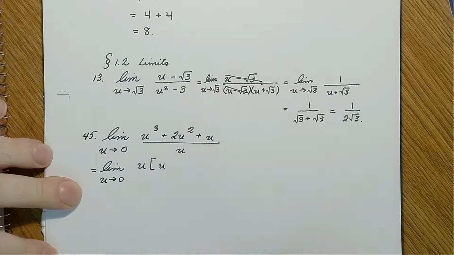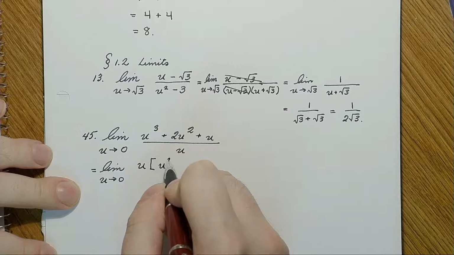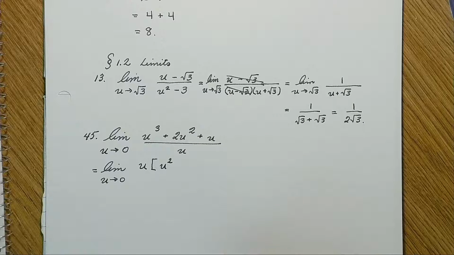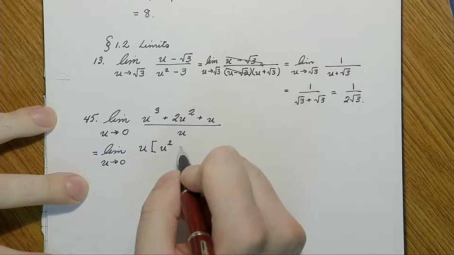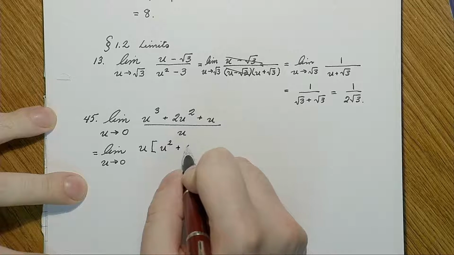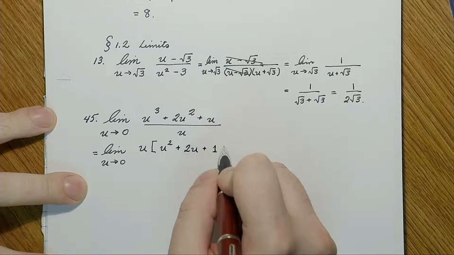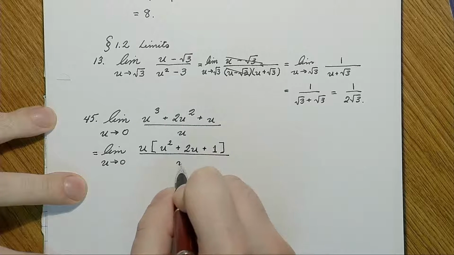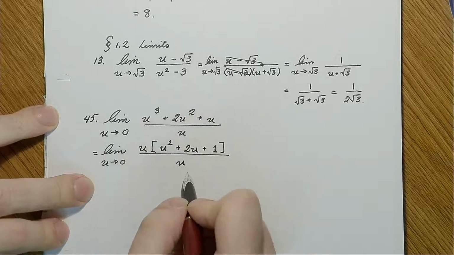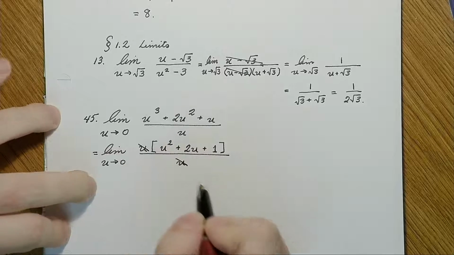Now notice how I'm very careful about that. I see some people start canceling out u's and doing some weird canceling, like things that they shouldn't be doing. So I'm going to show the step of first factoring out that u. So I have a u times u squared plus 2u plus 1 all over u. And I have a u times this term, and I can actually cancel it at this point. That's fine.